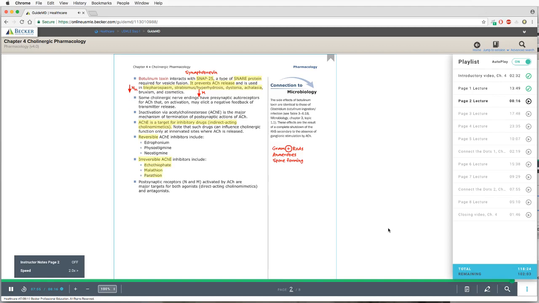At the level of postsynaptic receptors, we'll discuss both agonists and antagonists. And remember, these drugs are coined as direct acting since they don't require the presence of a nerve terminal in order to cause an effect in the cell.